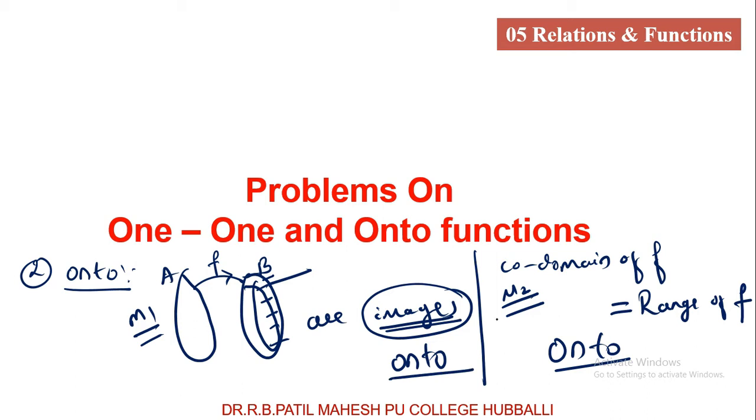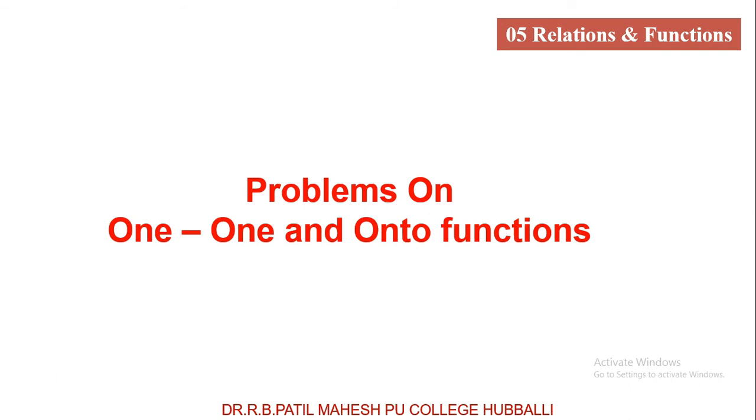What is method number 2? The codomain of the function is equal to the range of the function, then the function is called onto function. Hope you will remember these two. And the last one, as you know, if the function is one-one and onto, then we call it bijective function. So let us start the problems on these two types of functions.